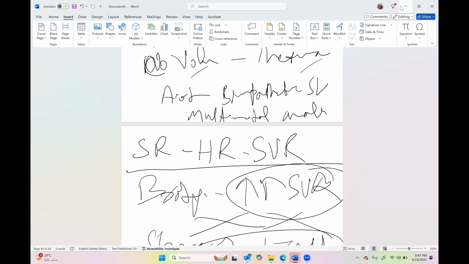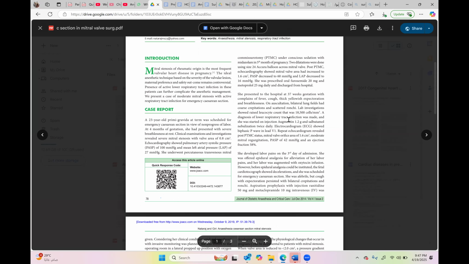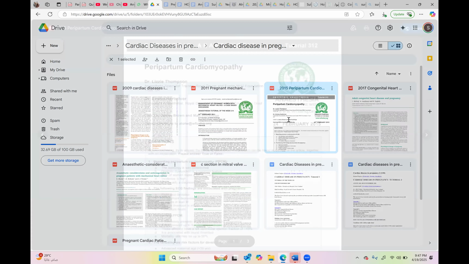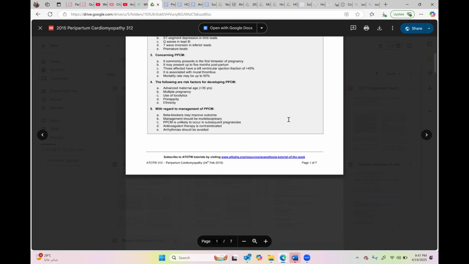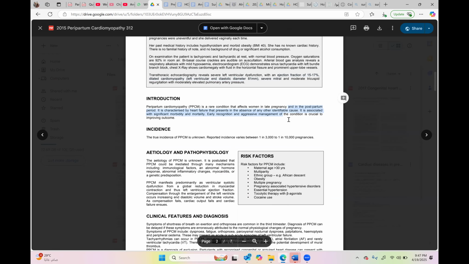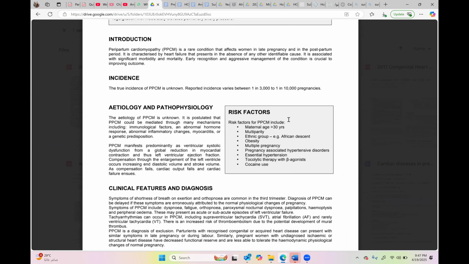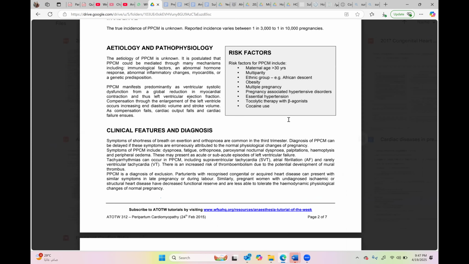The same is true for peripartum cardiomyopathy. In peripartum cardiomyopathy, what is the extra thing? It is a diagnosis of exclusion. There should not be any cardiac disease before, and there is a new onset of heart failure after 20 weeks of pregnancy. There are certain risk factors you can read about. The failure signs are the same.